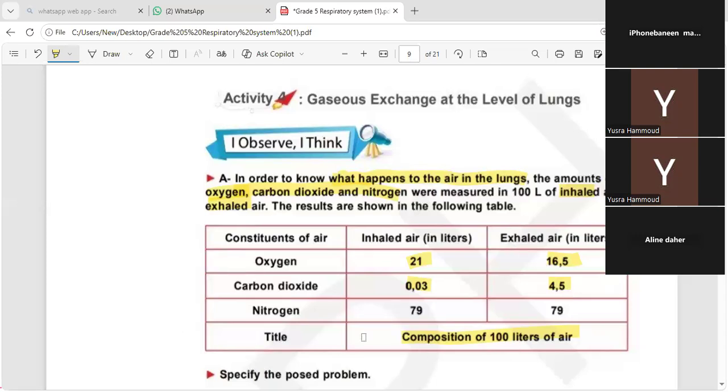How much is the amount of nitrogen entering the body?